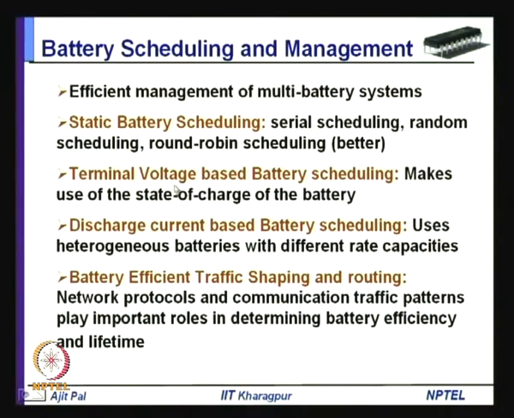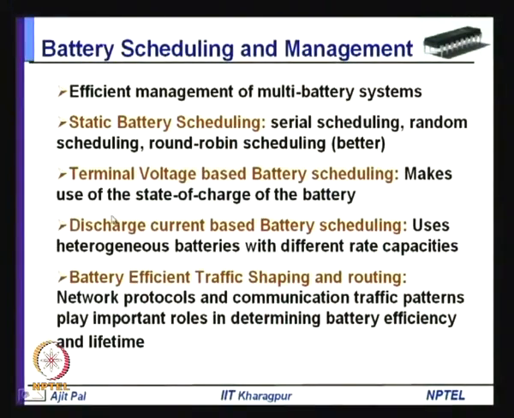Then terminal voltage based battery scheduling. Here it makes use of the state of charge of the battery. Suppose you have 4 batteries. It may not be true that all the batteries will have equal capacity. It may depend on how old the battery is, what the actual capacity of the battery is, and how much discharge has taken place. By that I mean different batteries will have different energy stored in them. So, you can take that into account by measuring the terminal voltage.